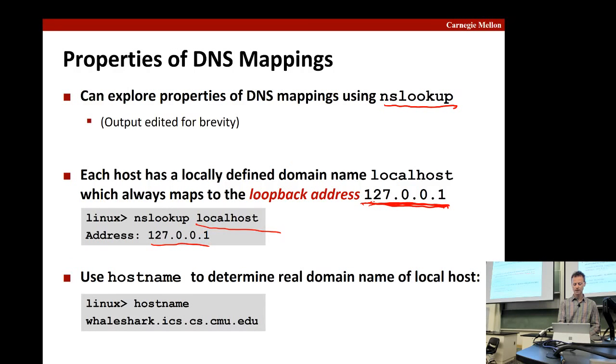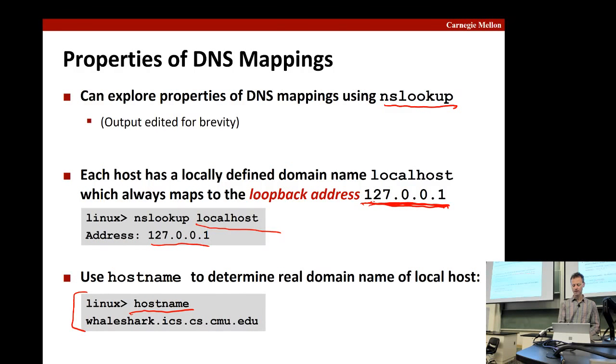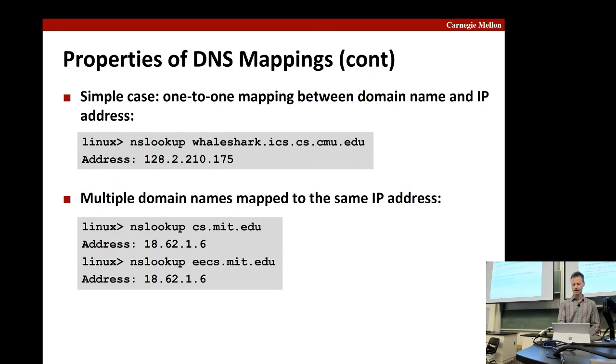Then there's also something called hostname, which can determine the real domain name of the local host. So sort of the flip of that, right? This particular snippet of code was obviously run on the Whaleshark machine, which is why it's returning Whaleshark. And you can go backwards. From Whaleshark, I can do an NSLOOKUP and I get its IP address. And that was what we showed in the previous slide.